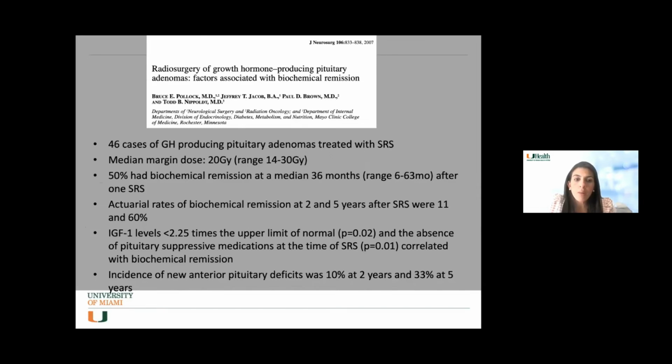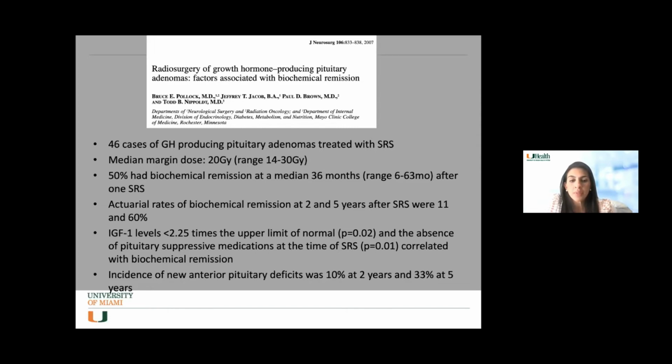So here is a study looking at radiosurgery for growth hormone secreting adenomas. One thing that's important when you have a functional adenoma: the median margin dose is pretty high. 20 grays is quite a high dose for a benign pathology. And the reason for that is that it's a secreting tumor and you want to get good control. And 50% had biochemical remission at a median of 36 months.